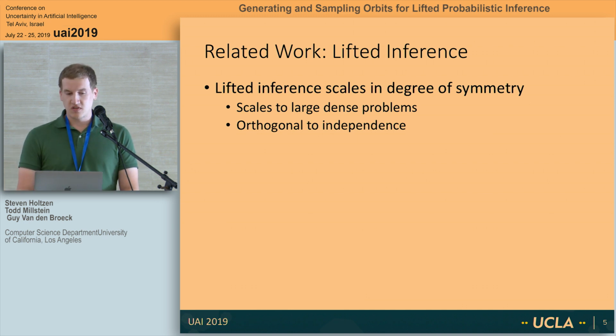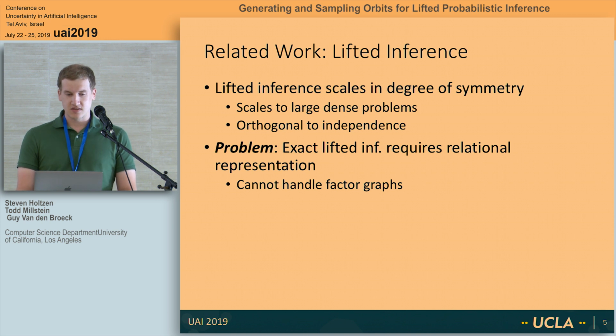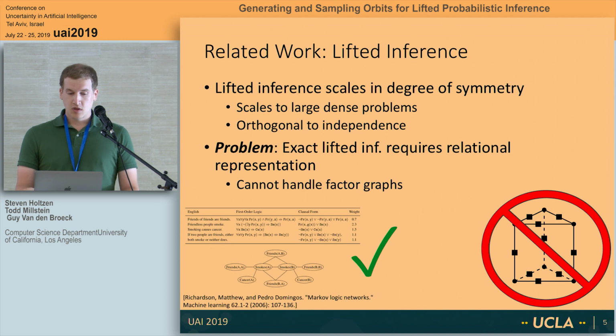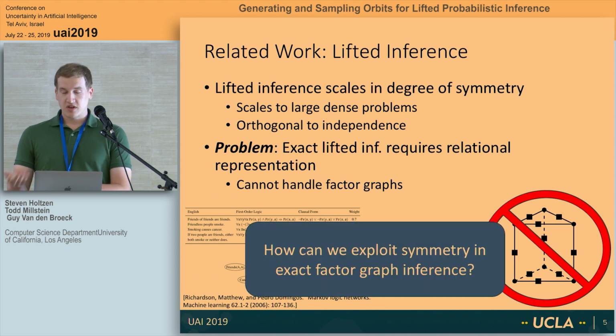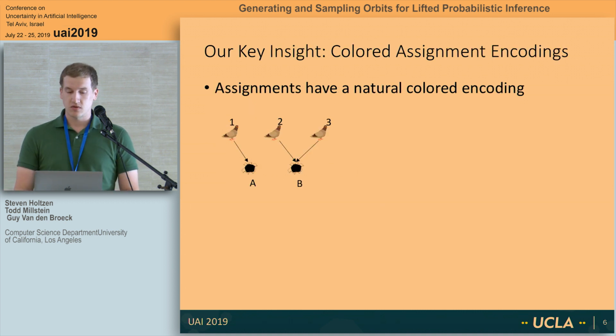There's some existing work, which is lifted inference. Lifted inference scales in the degree of symmetry of the probability distribution. It can handle large, dense problems, and it exploits the symmetry property, which is orthogonal to independence. But the problem with existing exact lifted inference algorithms is that you need to give them a relational representation of some sort. They can't handle arbitrary factor graphs. They can handle these kinds of first-order logic situations where you give some first-order formulas, and then it generates a very dense factor graph. But it exploits the symmetry in the first-order logic setting in order to do inference efficiently. It can't handle this arbitrary factor graph situation on the right, because there's no higher level relational structure in order to do the symmetry exploitation that is key to these algorithms.